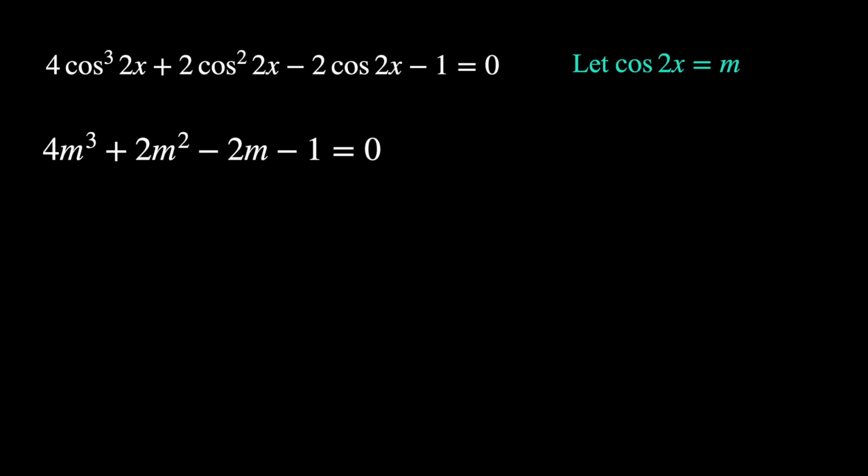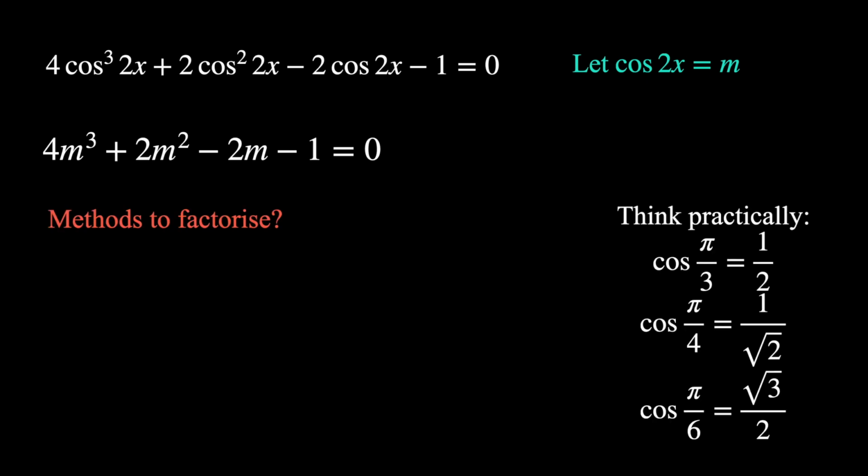Okay, the first suggestion I have here is to think practically. This being a non-calculator exam set to a certain level, you can probably expect that the angles we get out of this will give us some nice, exact values for these cosine functions, right? So likely one of the roots will be in this list. So either a half, 1 on root 2, or root 3 on 2, related to the angles pi on 3, pi on 4, and pi on 6.